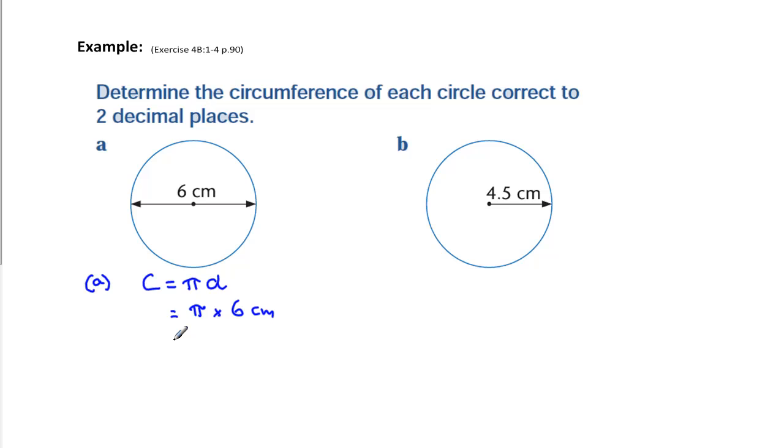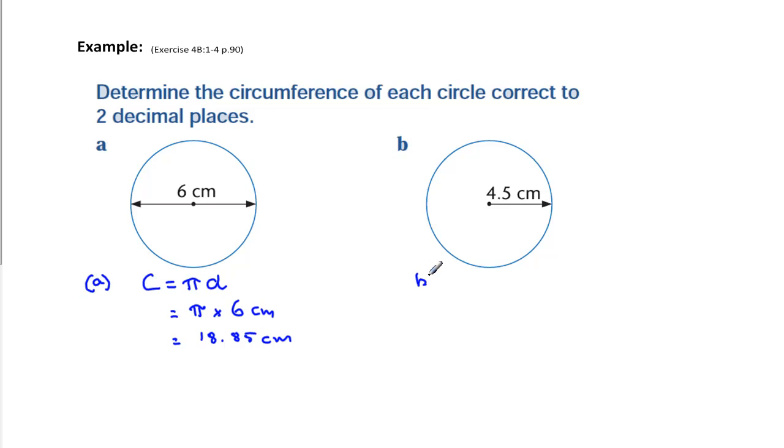So when we multiply this out and we round it to 2 decimal places, we get 18.85 centimeters as the value for the distance around the circle, which is the circumference.